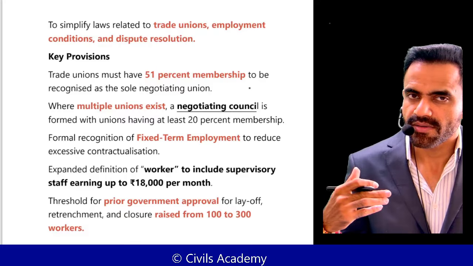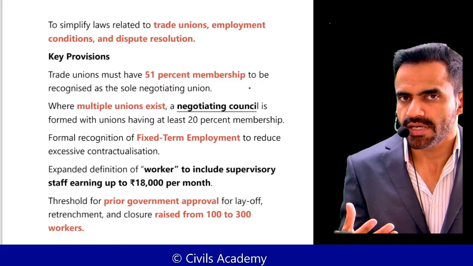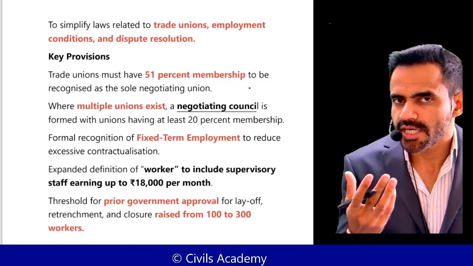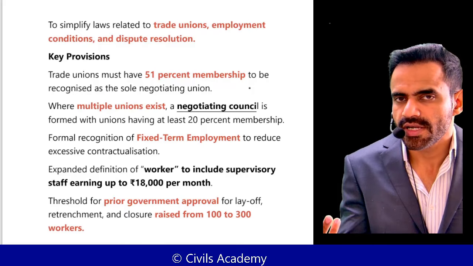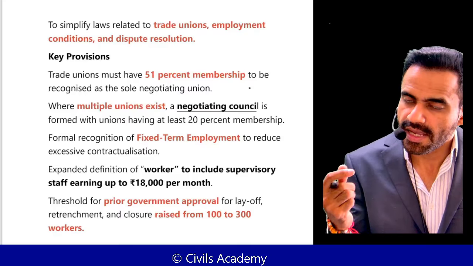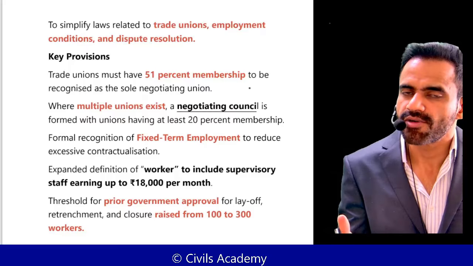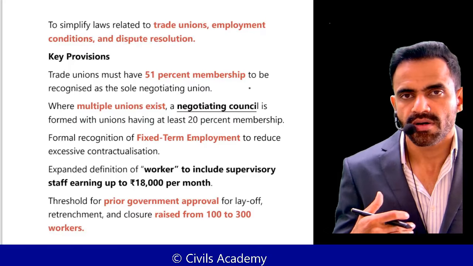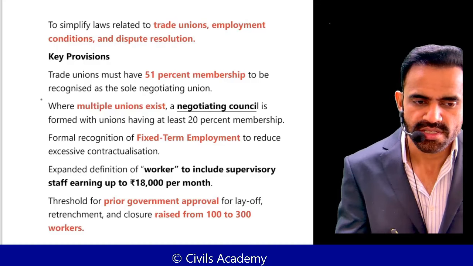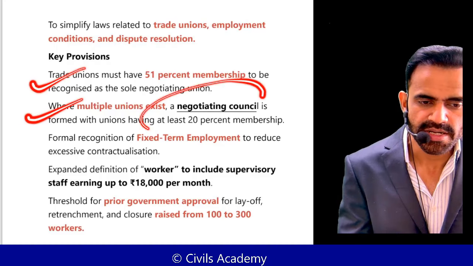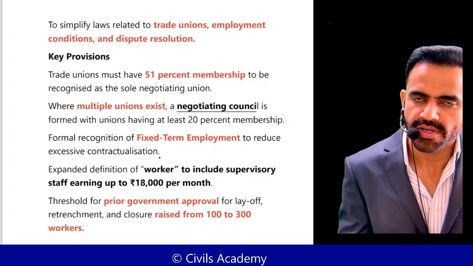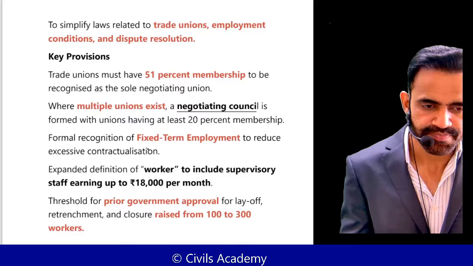Let's say there are 100 workers in the company and trade unions are formed. Now one trade union is having 30 members, one trade union is having 40 members. So in that case, they cannot claim that they are the sole representative of the workers. But if they have members more than 50%, then of course they can. So this is the meaning of this thing. If there are multiple trade unions, then there will be a negotiating council having members from those trade unions. Then they will negotiate. This is simple.